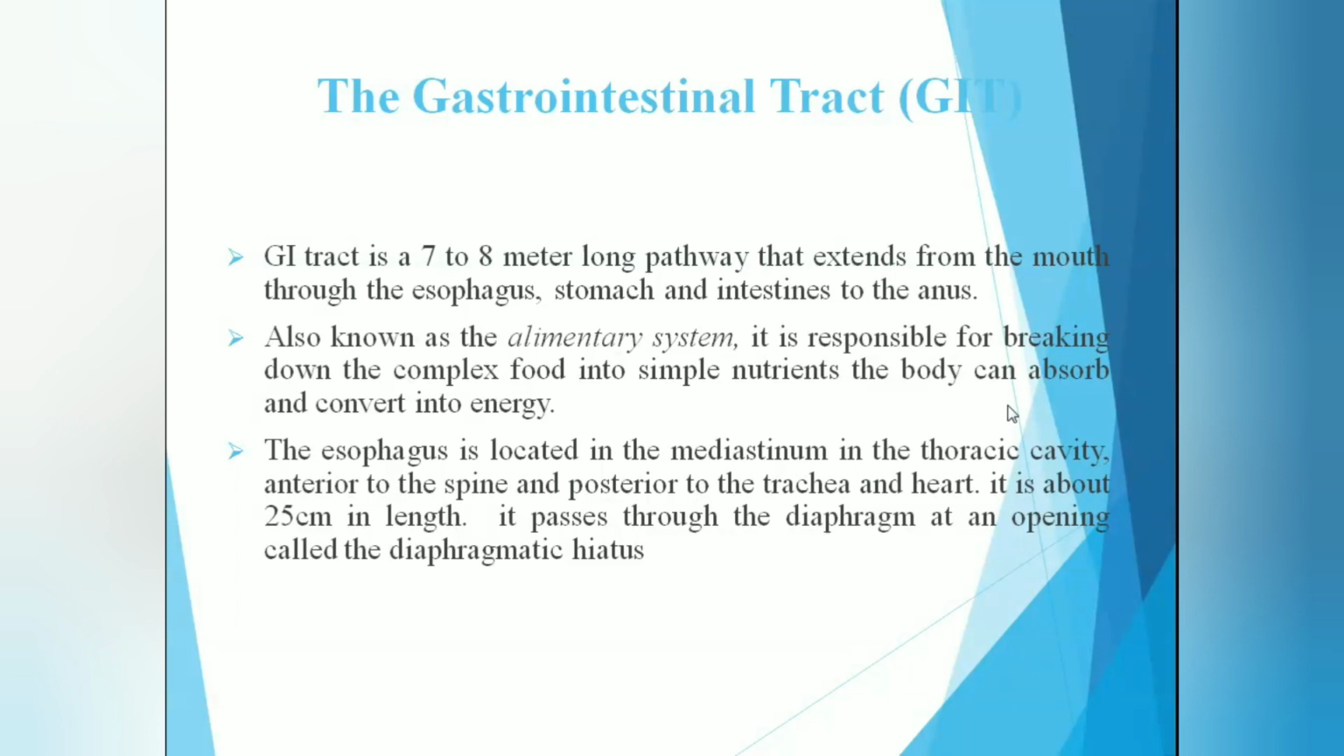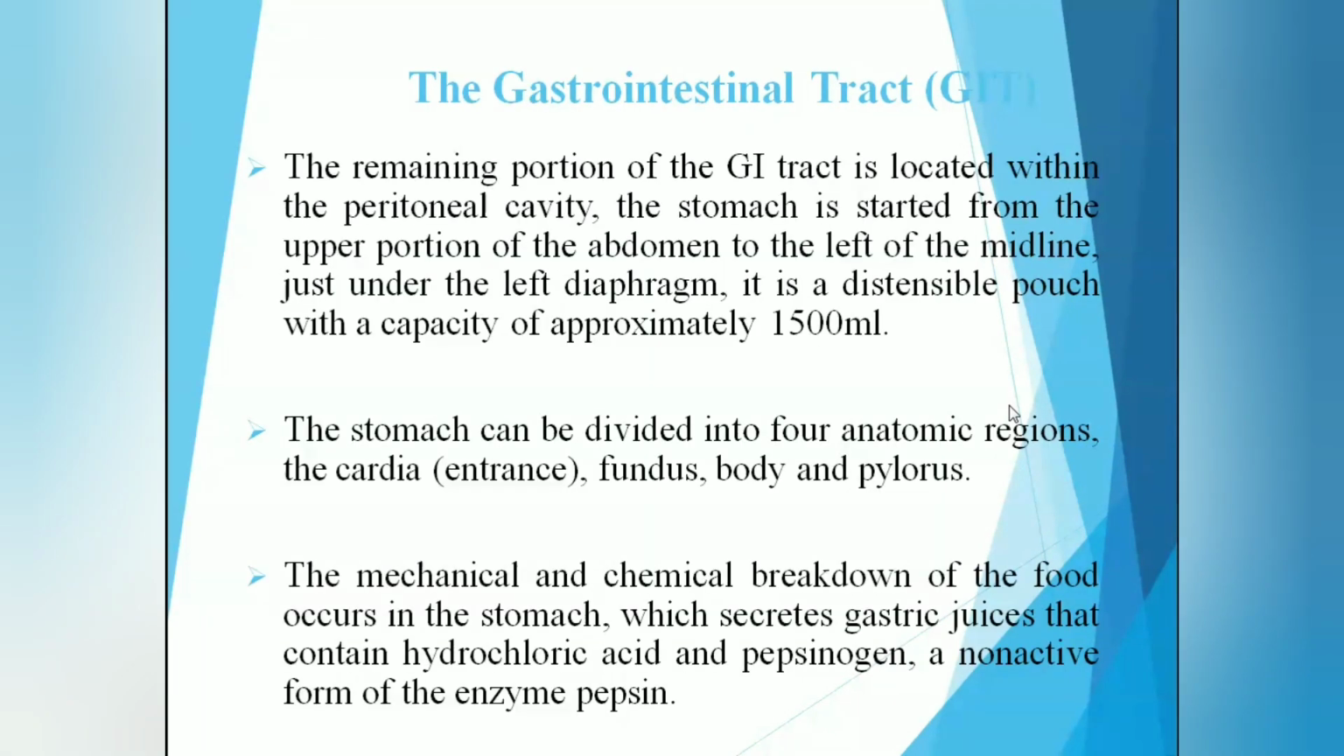The esophagus is located in the mediastinum in the thoracic cavity, anterior to the spine and posterior to the trachea and heart. It is about 25 centimeters in length. It passes through the diaphragm at an opening called the diaphragmatic hiatus. The remaining portion of the GI tract is located within the peritoneal cavity.